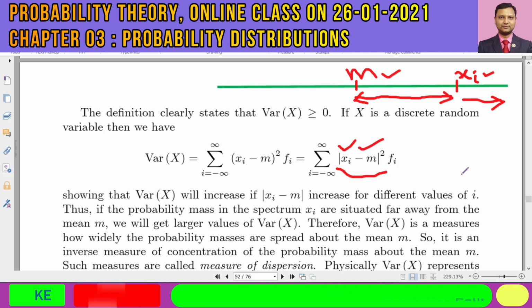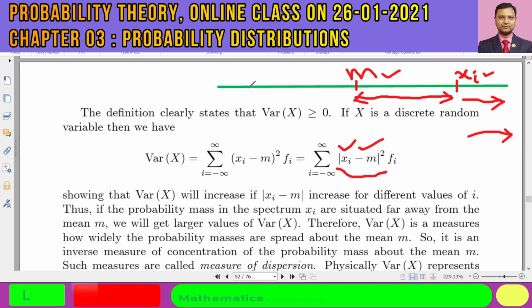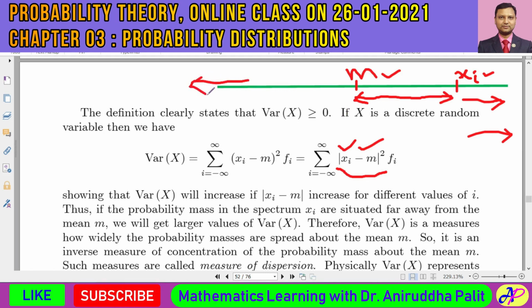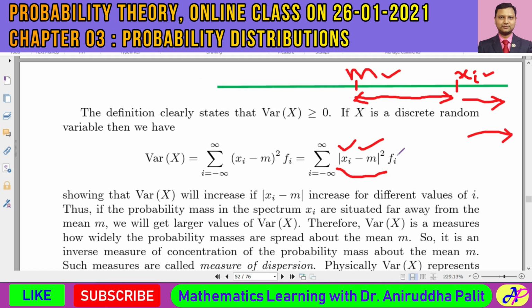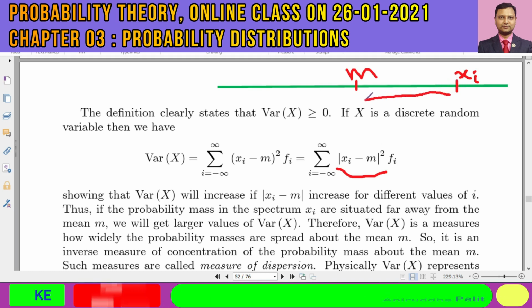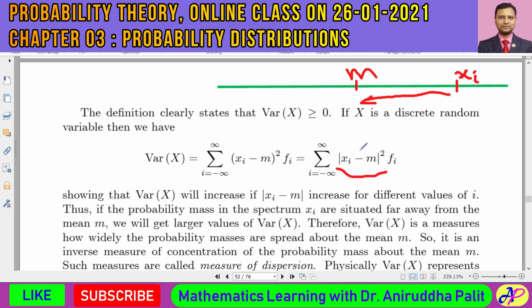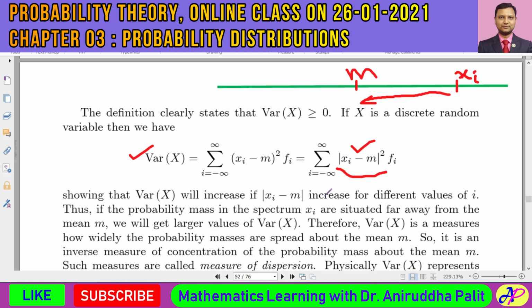Got it? Again, I am saying that if xi are situated far away from m, either on the right side or on the left side, whatever direction you consider, in that case the corresponding contribution, this difference xi minus m whole square, would be a larger and larger quantity. But if xi is situated very close to the value of m, then this difference would be a smaller quantity, or in other words, variance of x would be a smaller quantity.